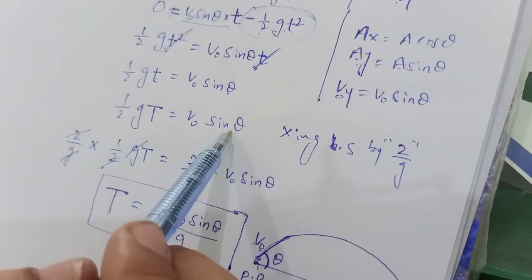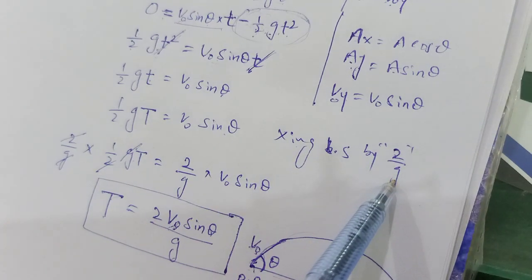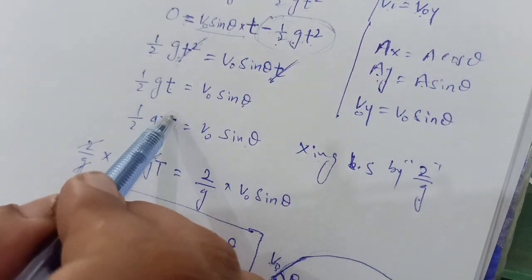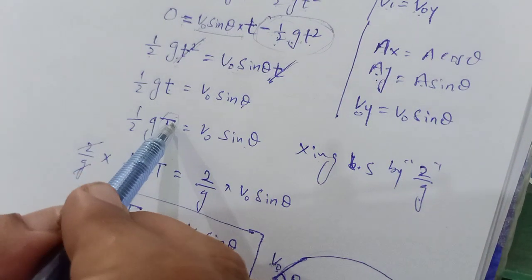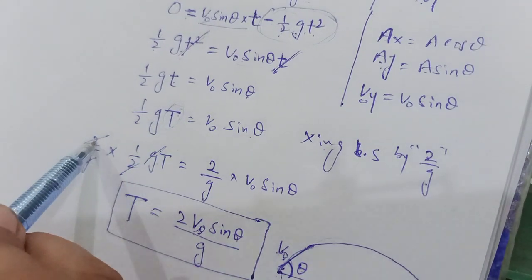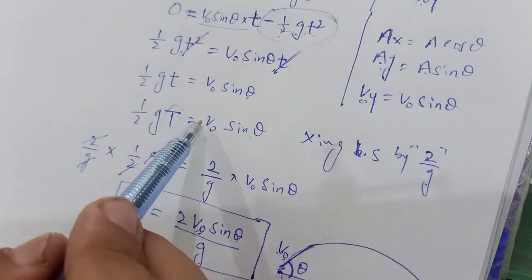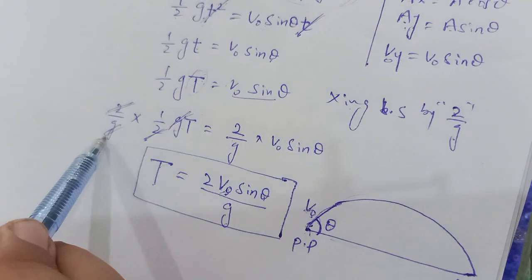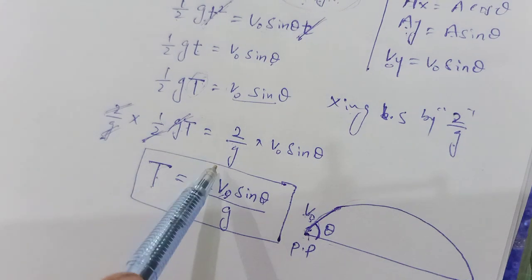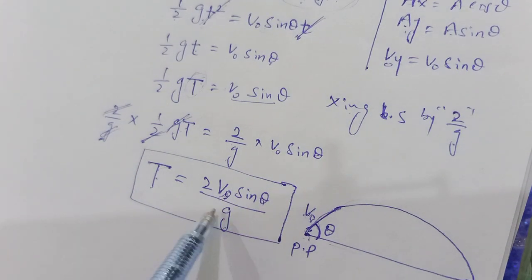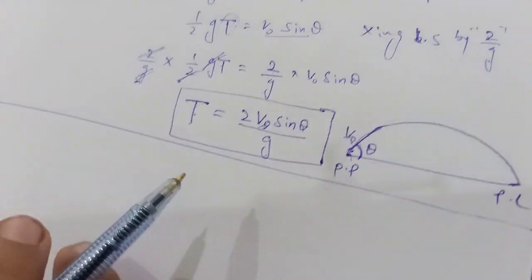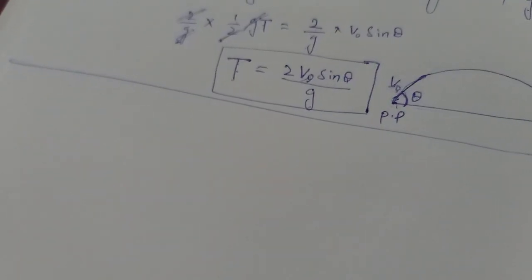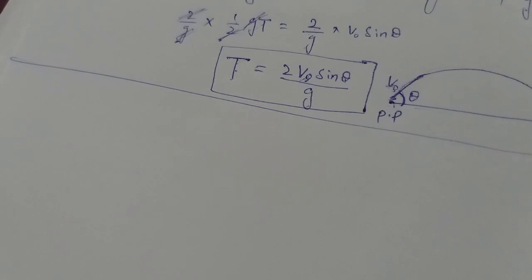Now we multiply both sides by 2 divided by g. Why are we doing this multiplication? Because we are finding the value of t; we will make the t alone. Similar terms cancel out each other, so we are left with t is equal to 2 v naught sine of theta divided by g. This is the equation for time of flight of projectile. Using this equation, we can easily find out the time of flight for projectile.